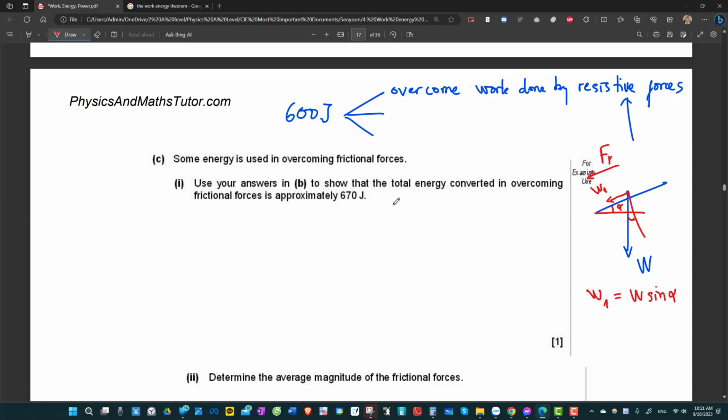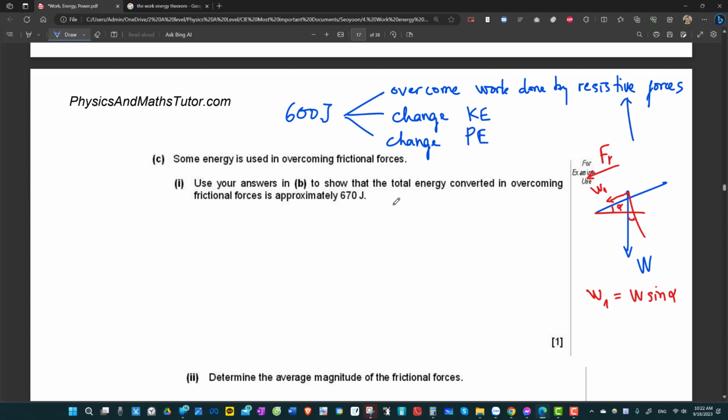Again, the useful energy 600 here has three purposes. Firstly, to overcome the work done by resistive force. Secondly, it is responsible for the change in kinetic energy of the system, meaning the bicycle and the rider, the cyclist. And lastly, to change the potential energy of the system.